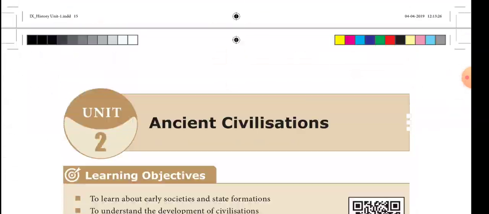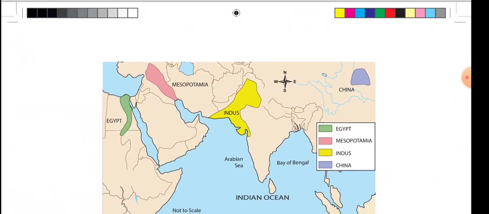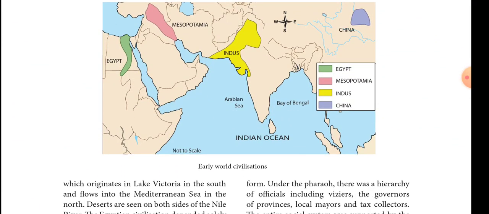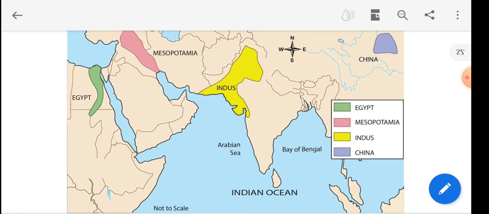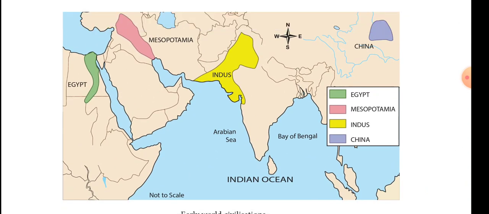And secondly, we discussed the ancient civilizations. In this civilization topic, we have a map. We need to practice the map thoroughly and clearly. Egypt, Mesopotamia, Indus, China. These are the four major civilizations of the world. You will have the map in your exam, so you need to practice on this map clearly.